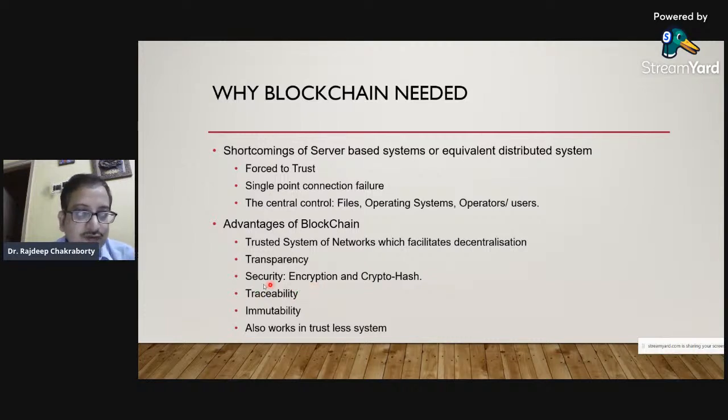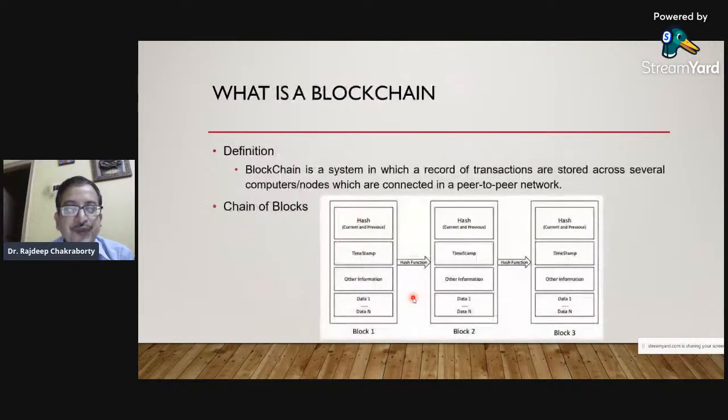Traceability is another important aspect. That is, whatever data is stored in the blockchain is traceable. Immutability is there. Immutability means we cannot alter data once the data is fixed in the block. And blockchain also works in trustless systems.